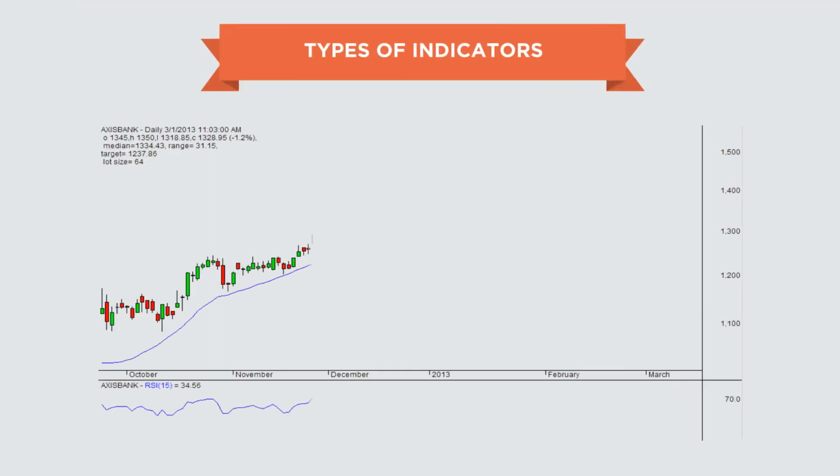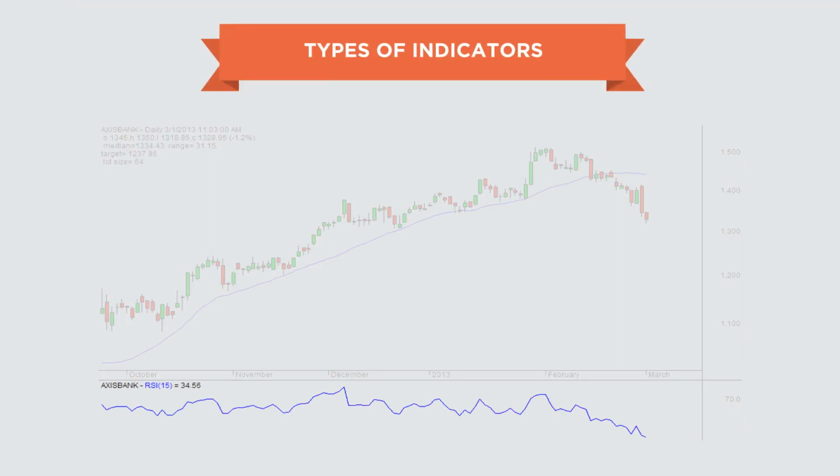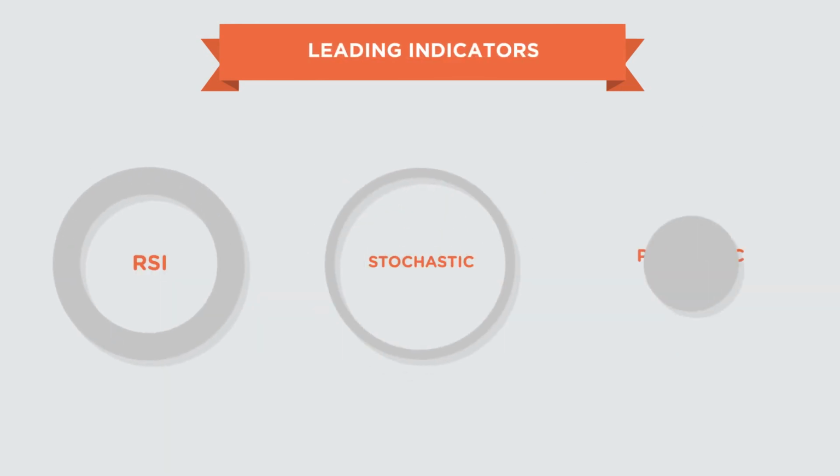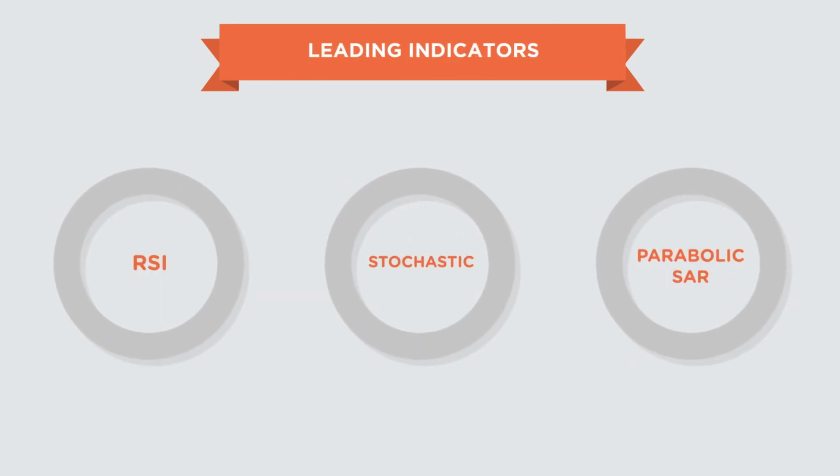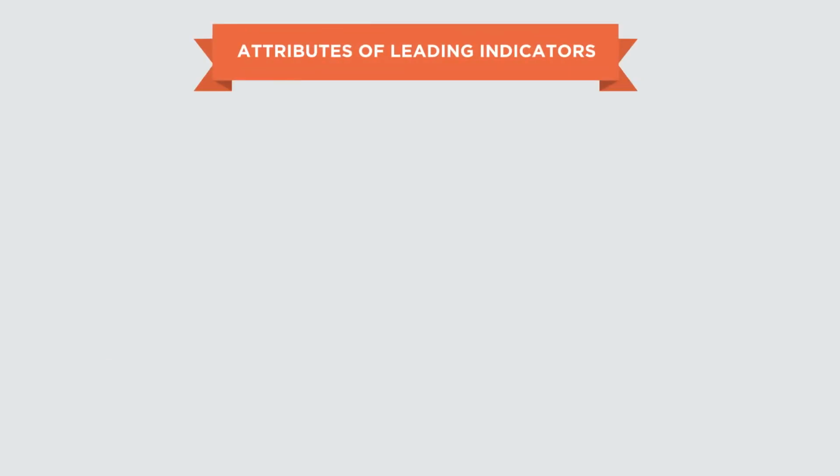Anyway, indicators are of two types. The first is the leading indicator and the second is the lagging indicator. Let's start by understanding leading indicators. As the name suggests, they are price leading indicators. That is, they're a bit ahead of the market's price action. The relative strength index, the stochastic, the parabolic SAR, and many more are some leading indicators. Essentially, this means that a leading indicator tells the trader the trend before it materializes in the market.